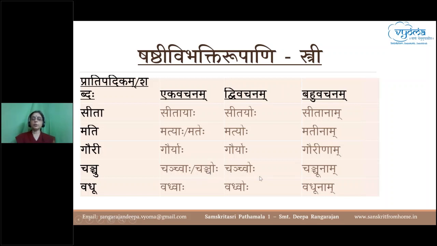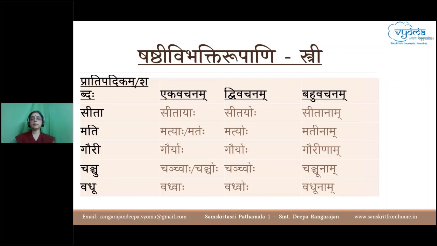There are two forms in the Ekavachana. Then Chanchvoho is the Dvivachanam, and Chanchunam is Bahuvachanam. Vadhu is Vadvaha, Vadhoho, Vadhunam. So I'll read it one more time. Sitayaha, Sitayoho, Sitanam. Matyaha, Matehe, Matyoho, Matinam. Gauryaha, Gauryoho, Gaurinam. Chanchvaha, Chanchoho, Chanchvoho, Chanchunam. Vadvaha, Vadvoho, Vadhunam.